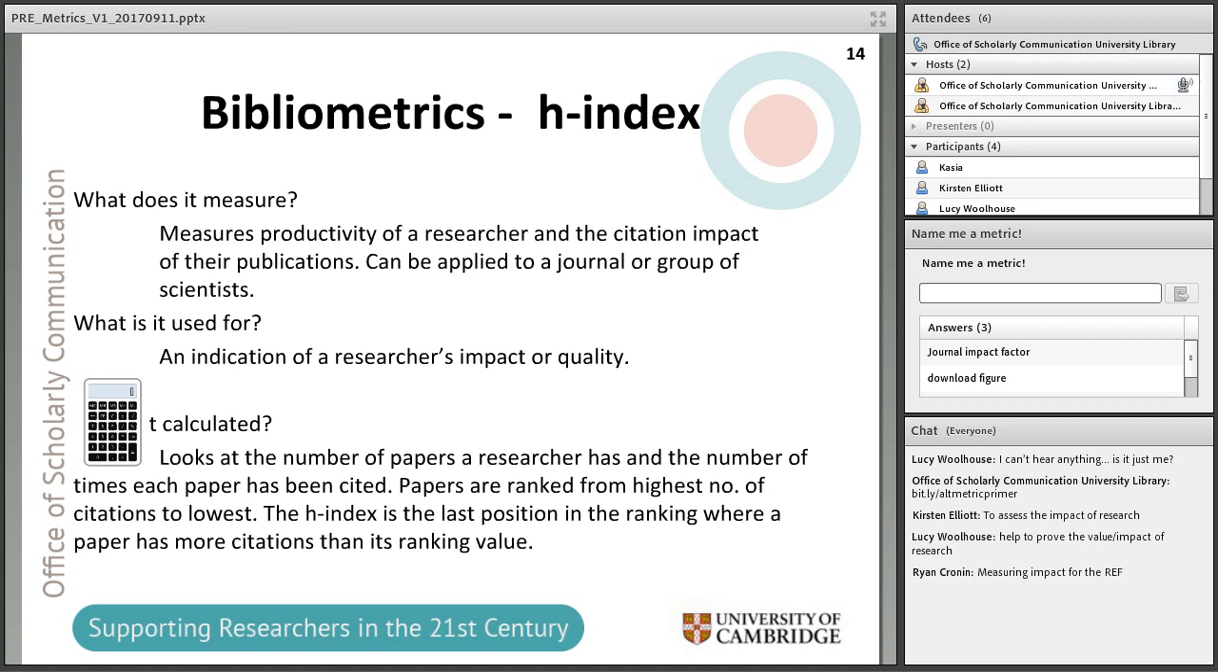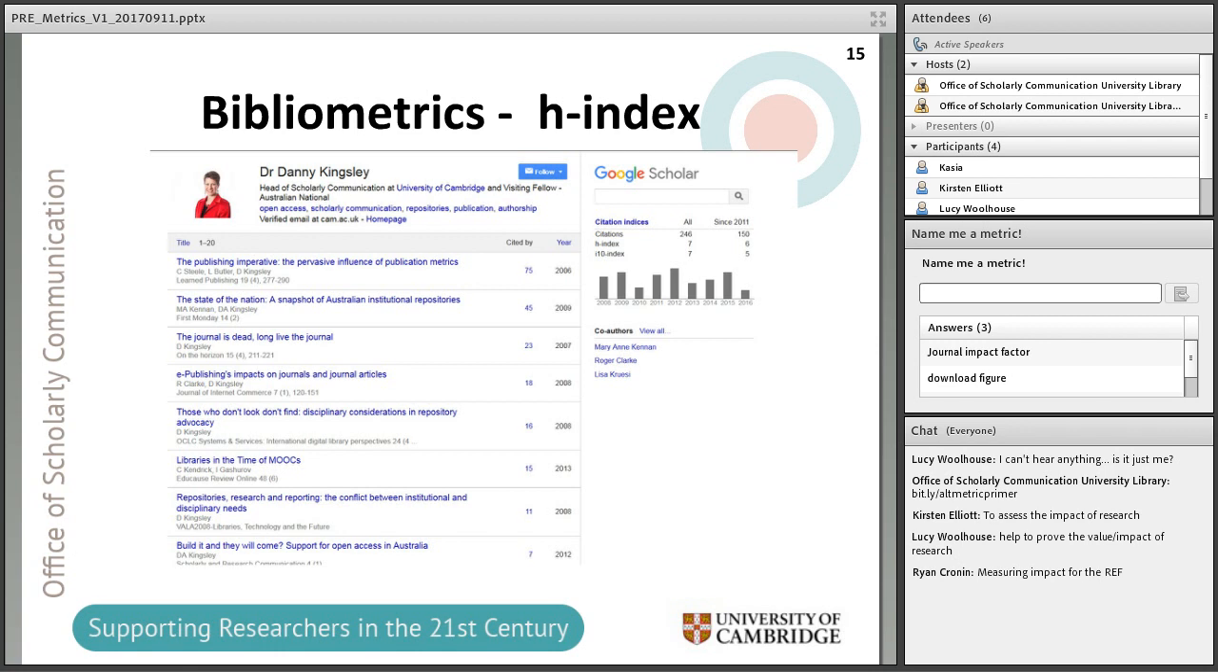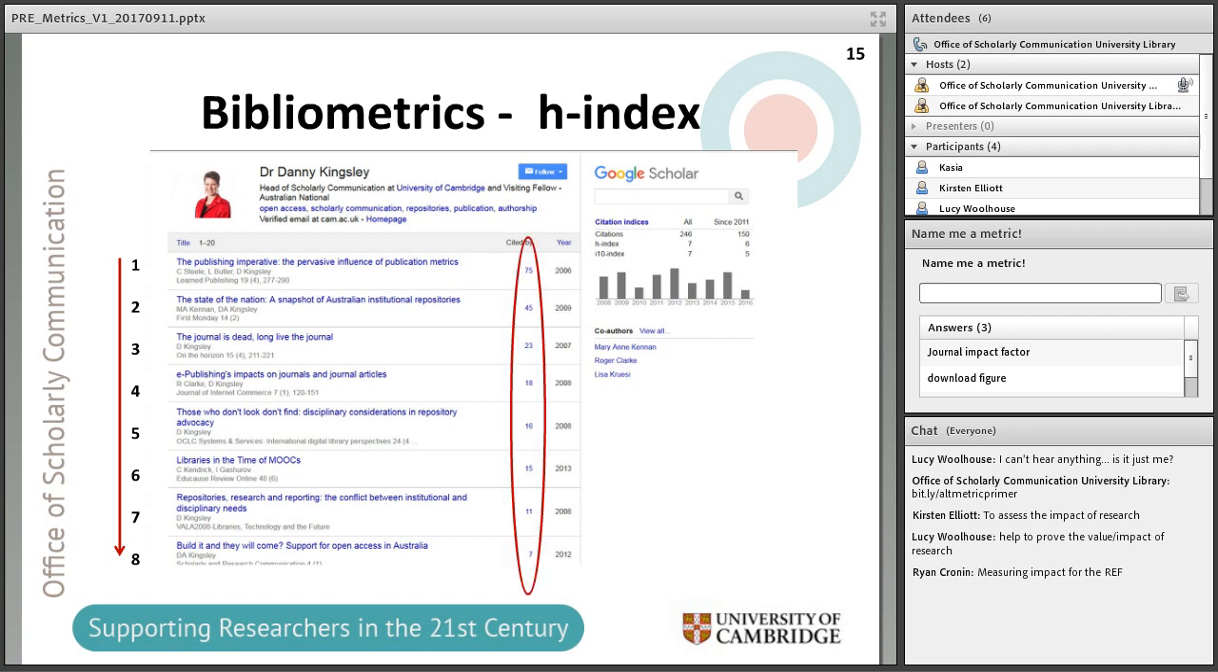And the H-index is calculated by looking at the last position where the rank is higher than the number of citations. So if we look at Danny's Google Scholar page, we can see that her papers have been ranked number 1 to 8 and onwards down the page. And if we look at the number of times each has been cited, we can see that the top ranked paper has been cited more than once. Number 2 has been cited more than 2 times. The third ranked paper has been cited more than 3 times, and so on and so forth, until you get to number 8, where actually it's only been cited 7 times. So Danny's H-index is in fact number 7, because that's the last point where the rank is lower than the number of citations.